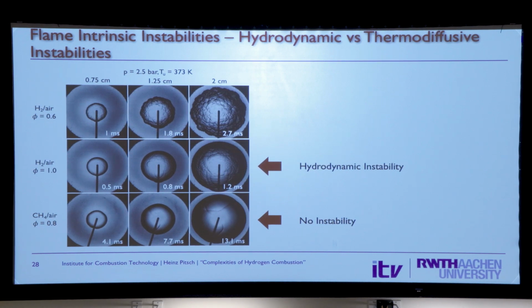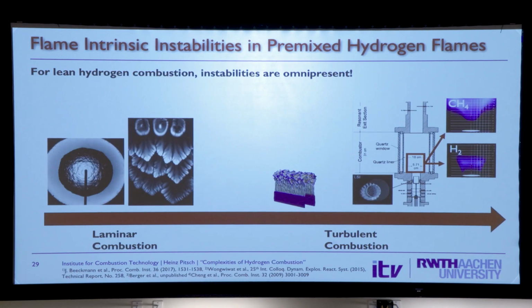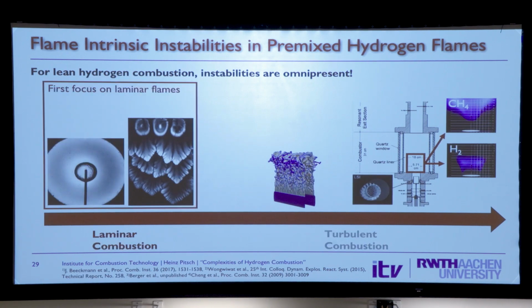We'll see later on, the hydrodynamic instability doesn't really make the flame go much faster. I mean, it has not much of an influence. And then here for lean flame, you get thermodiffusive and hydrodynamic instability, and then you see also on the perimeter that there's a strong instability, and that really changes things a lot. We look at this for laminar and turbulent combustion.